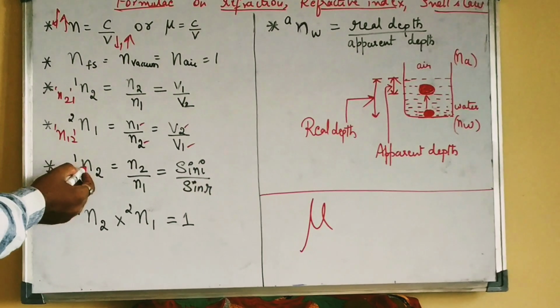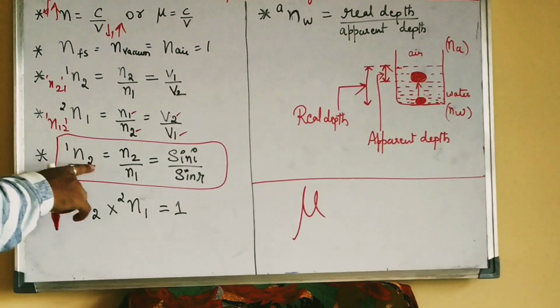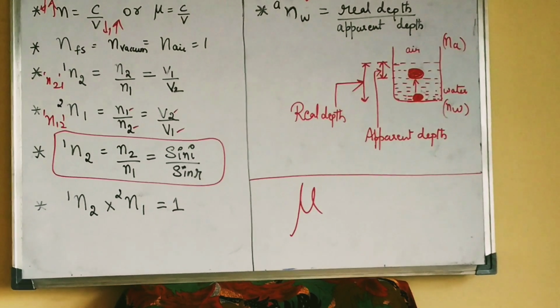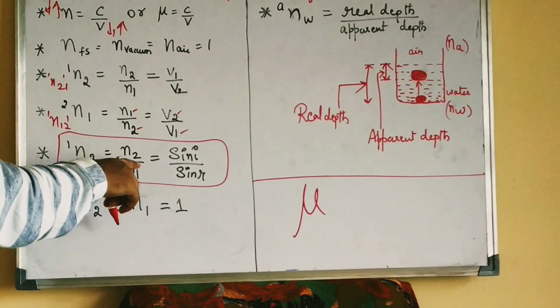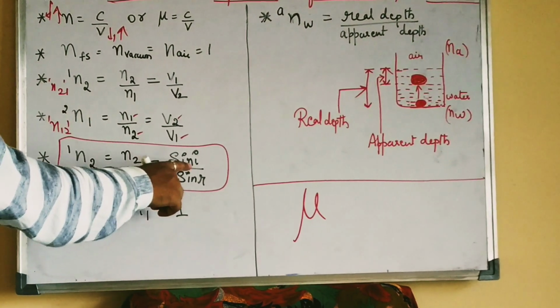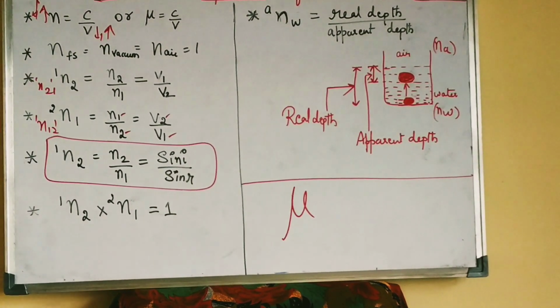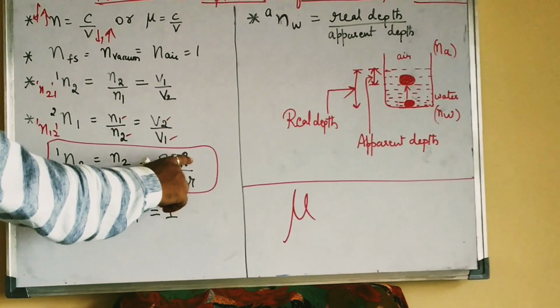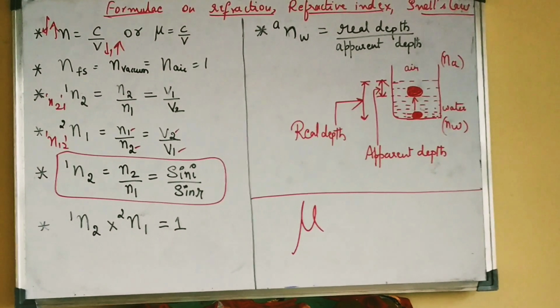Then Snell's law. This is Snell's law. The refractive index of medium 2 with respect to medium 1 is equal to the ratio of the refractive index of medium 2 to the refractive index of medium 1, which is equal to the ratio of the sine of the angle of incidence to the sine of the angle of refraction, which is also called Snell's law.